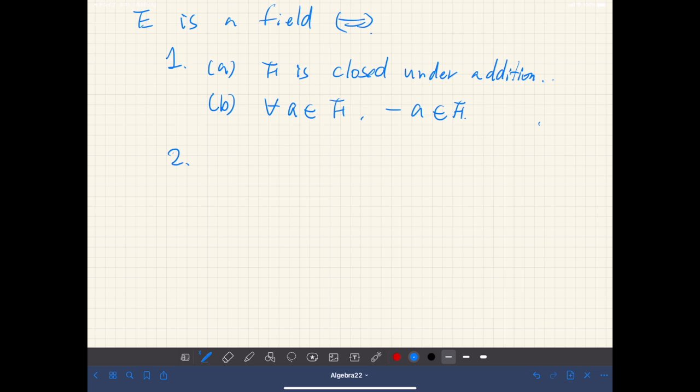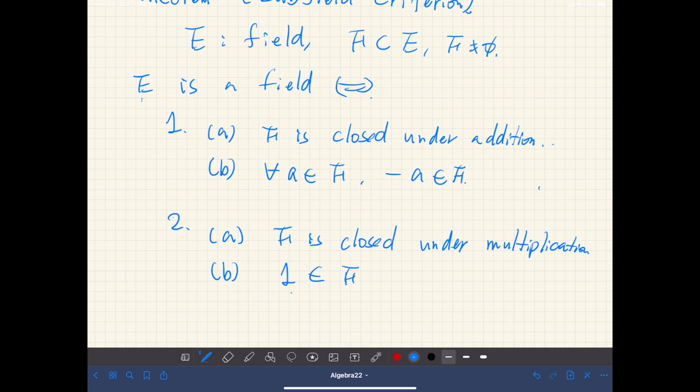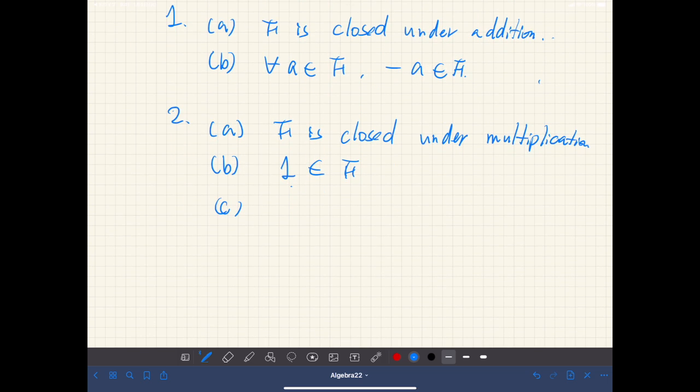And second, so these are about addition, and second is about multiplication. 2A, F is closed under multiplication. And B, the element 1 is in F. So this one is the identity element of E, of course. And C, for all a in F, and a is non-zero, then a inverse is also in F. Okay.